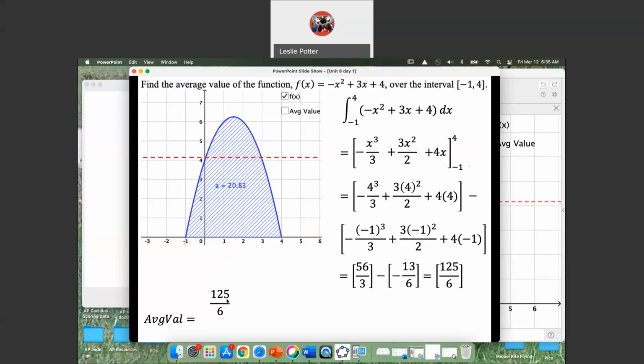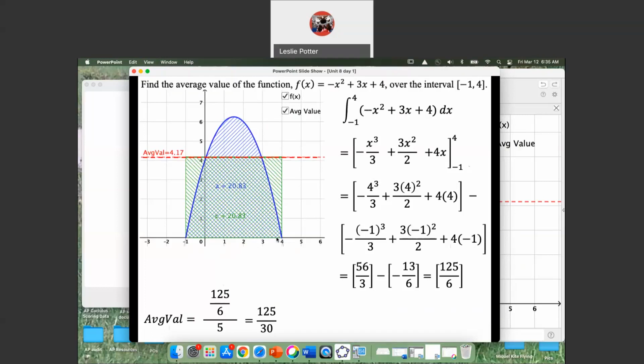So I'm going to divide out the width here. I'm going to divide by 5. I get 125 over 30. If I take that 125 divided by 30, I end up with 4.17. So the average value is quite literally taking away the blue irregular region and replacing it with the green square region.